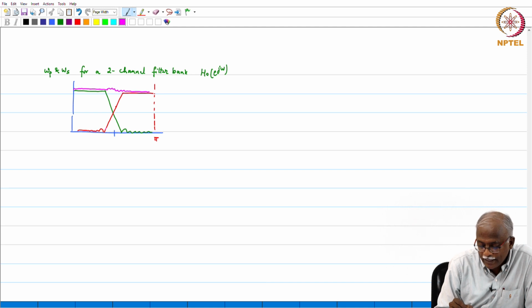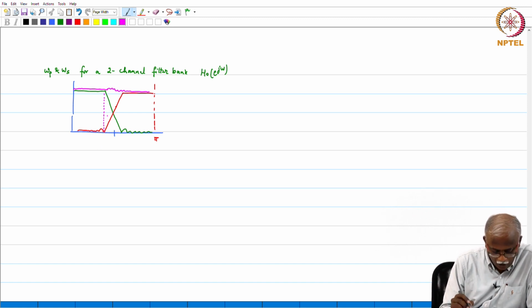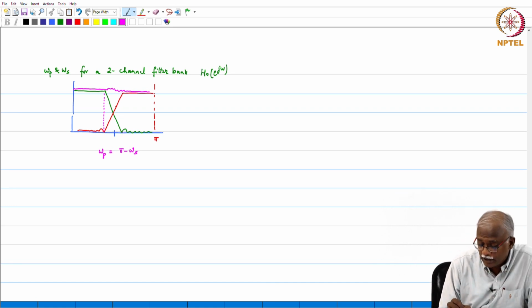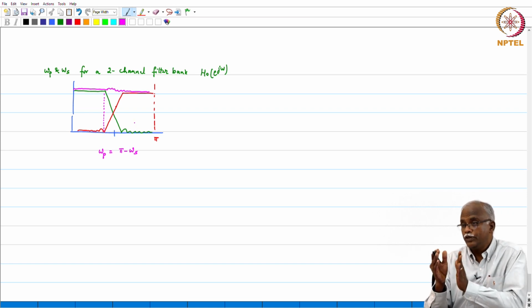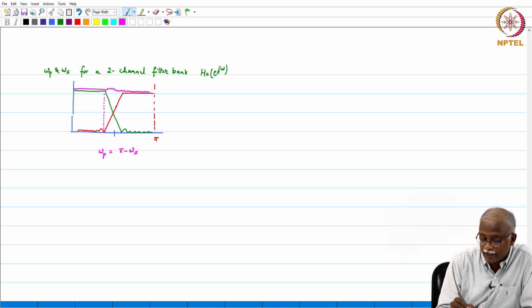So if the stop band is the frequency at which the frequency response becomes very small, then by symmetry we observe that the pass band will also be related to the stop band, or in other words, omega p will be equal to pi minus omega s. Basically, the frequency at which the stop band begins is related to where the pass band ends, because of the flatness constraint.